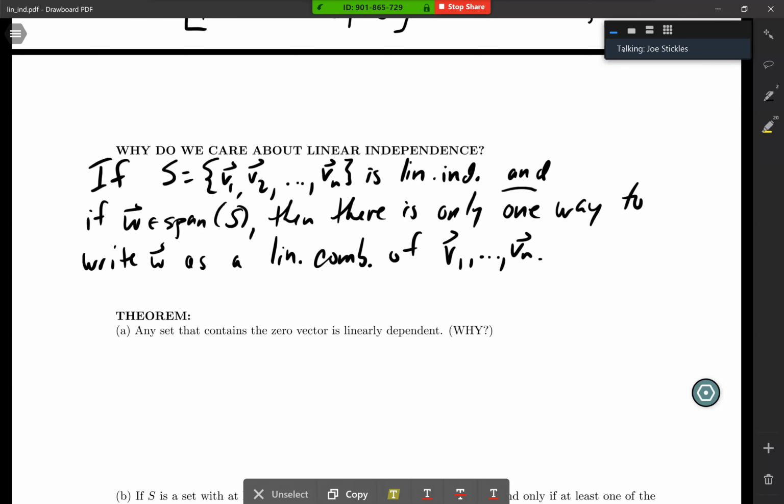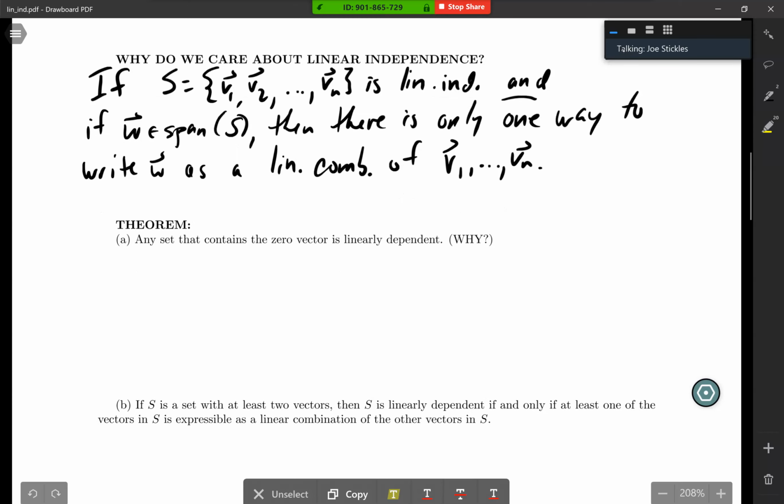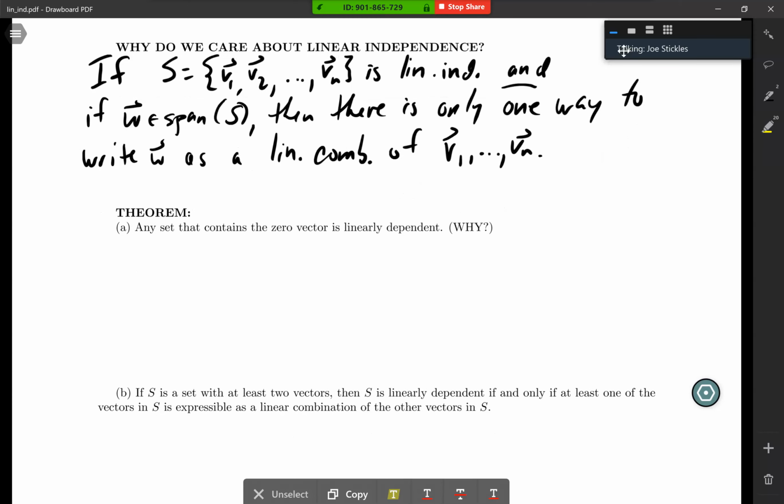Okay, and so that's going to lead us into being able to do things like talking about coordinates relative to what we refer to as a basis, and that's what's in the next section. All right, so that's the importance of linear independence, at least for our purposes. All right, so let's talk about a few theorems that go along with linear independence. So the first one says that any set that contains the zero vector has to be linearly dependent.